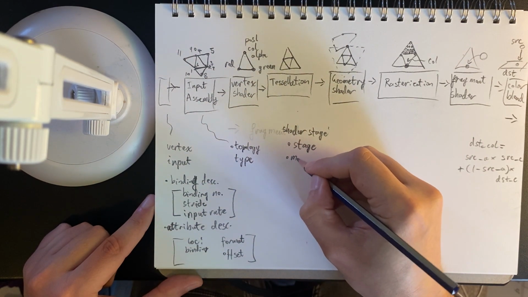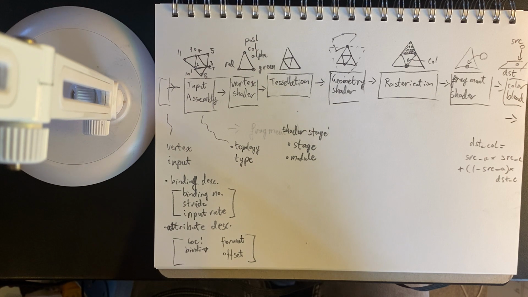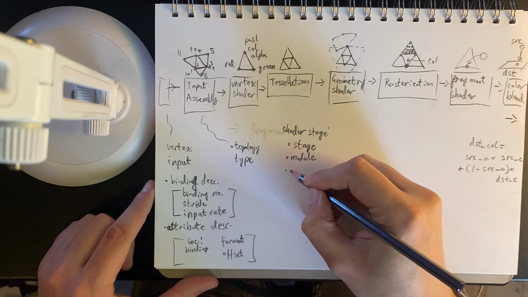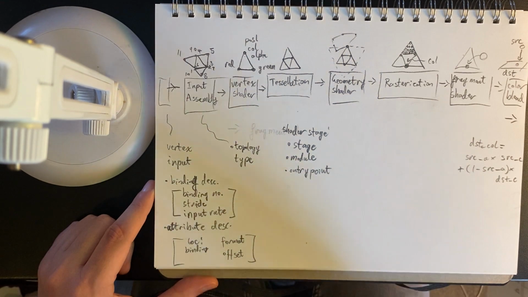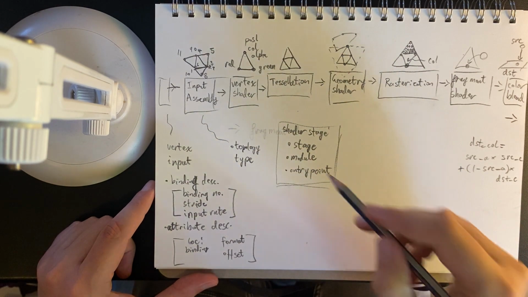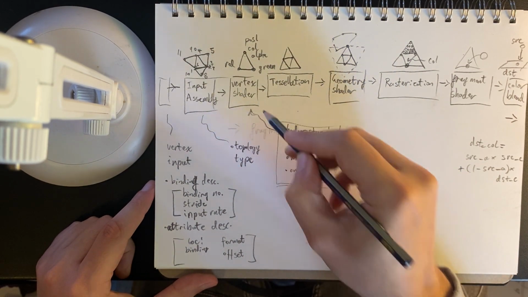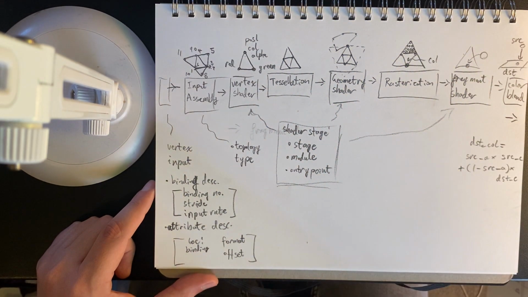We have a module, and the module is the compiled shader code. So remember in a previous video, we had the shader code and we pretty much read it and did nothing with it. We compile that, and that goes into what's called a shader module. Then we have the entry point, which is the name of the main function. It's tradition to call the entry point main, but it does not have to be main. So all of these are going to be specified by these shader stage structures.